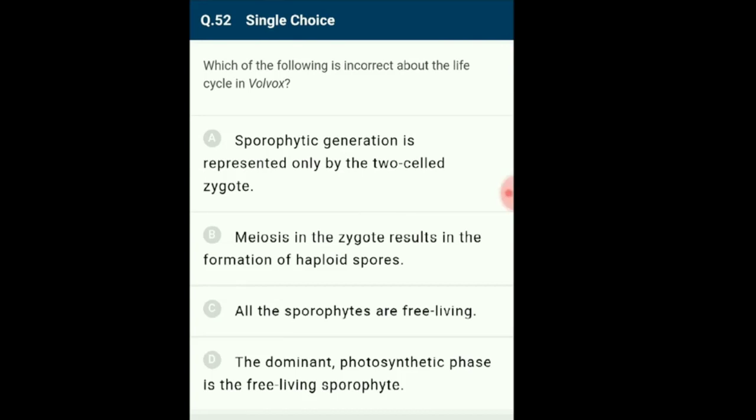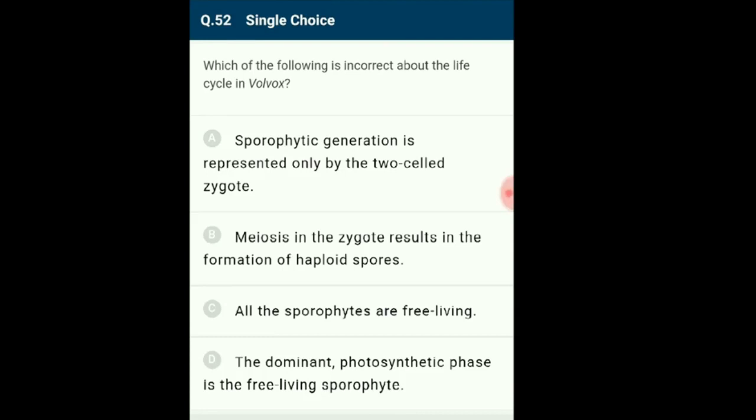Sporophytic generation is represented only by the one-celled zygote. There are no free-living sporophytes. Meiosis in zygote results in the formation of haploids. The haploids divide mitotically and form the gametophyte. The dominant photosynthetic phase in such plants is the free-living gametophyte. This kind of life cycle is termed as haplontic. Many algae such as Volvox, Spirogyra and some species of Chlamydomonas represent this pattern.